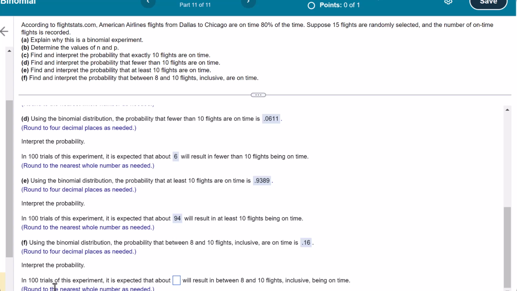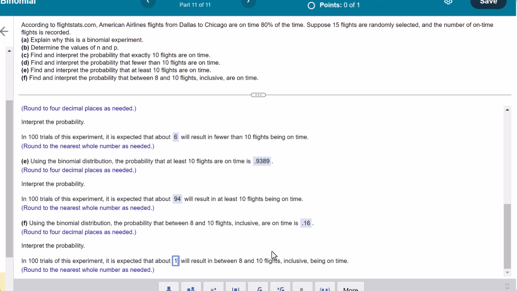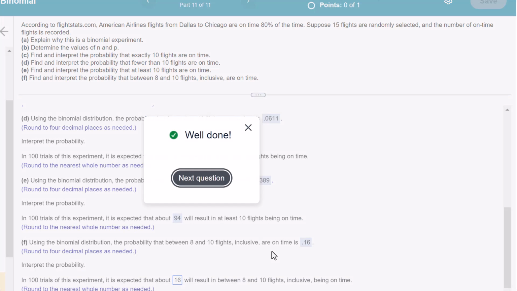So in 100 trials of this experiment, it's expected that about how many? Well, 16. 16% of 100 is 16. All right, hope that helps.